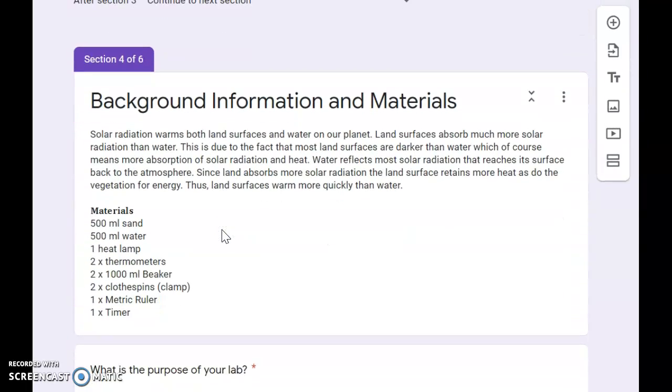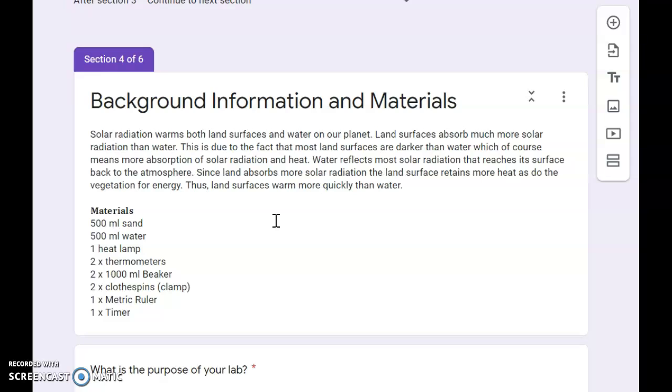Section 4 focuses on the background information and materials. This is where all of your information to create and design your experiment will come from. So take a look at this information above.